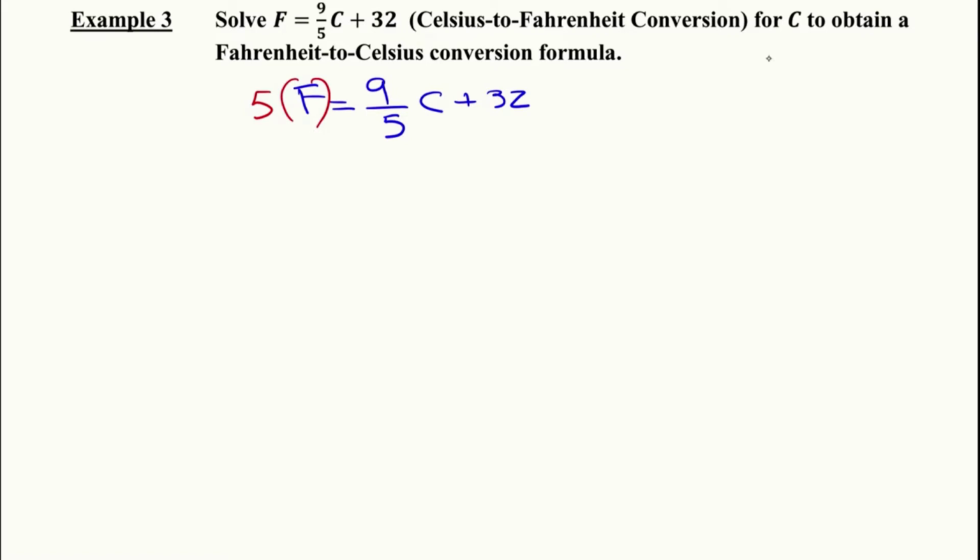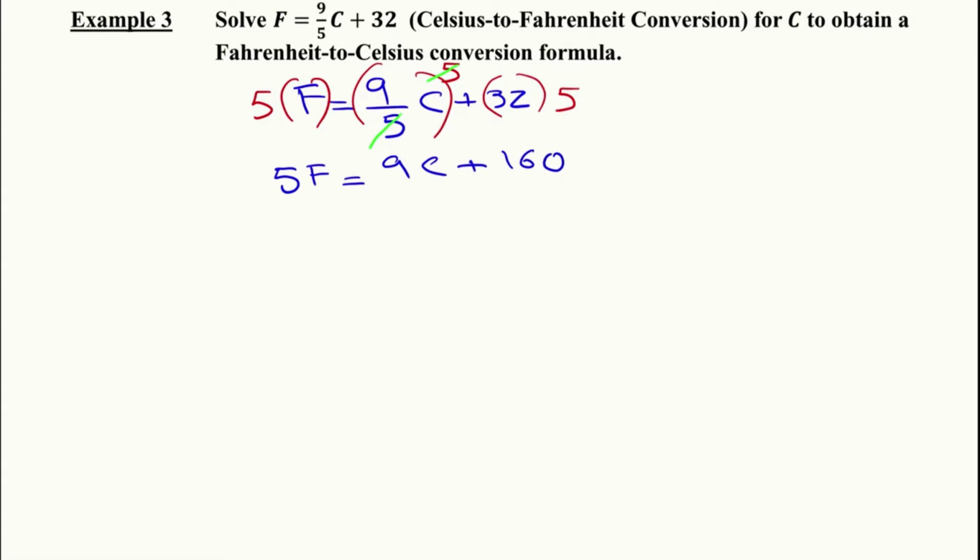And on this side, once we multiply by 5, notice it has to be distributed, so we might as well just go ahead and distribute it and write it like that. So each term needs to get multiplied by 5. Now we cross cancel as much as we can. We notice here that's the only cancellation we have. So we end up with 5f equals 9c plus 5 times 32 is 160.